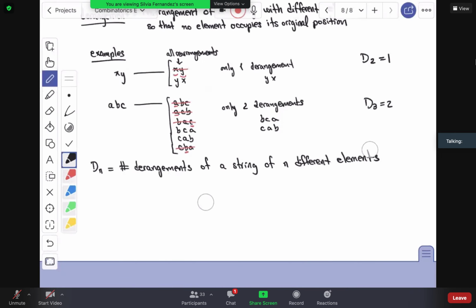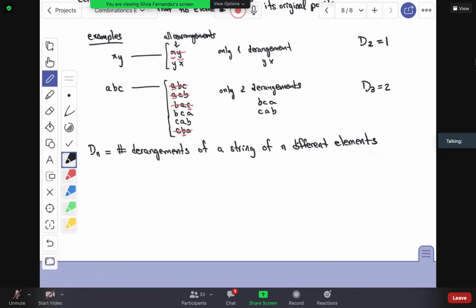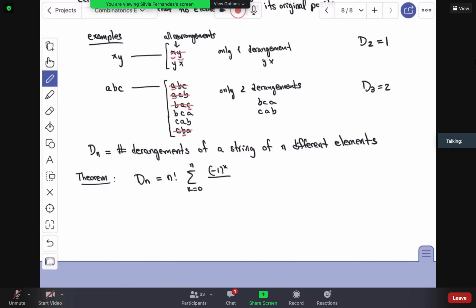Well, it happens that there's a formula for the number of derangements. So I'm just going to call it theorem, and we're going to prove it next time. The number of derangements is n factorial times the sum from k equals 0 to n of negative 1 to the k over k factorial.